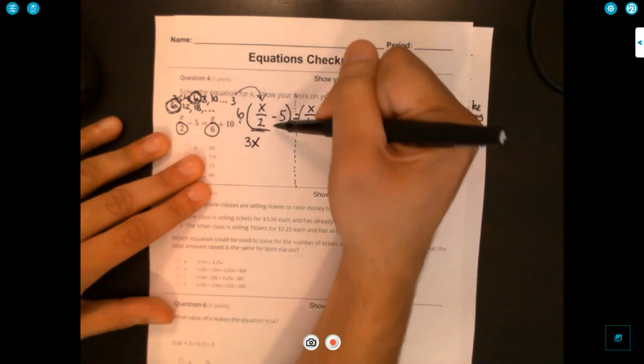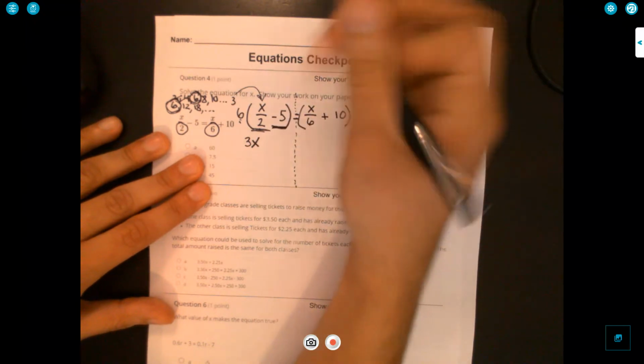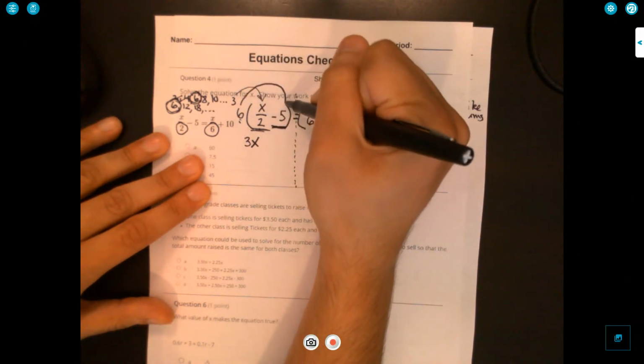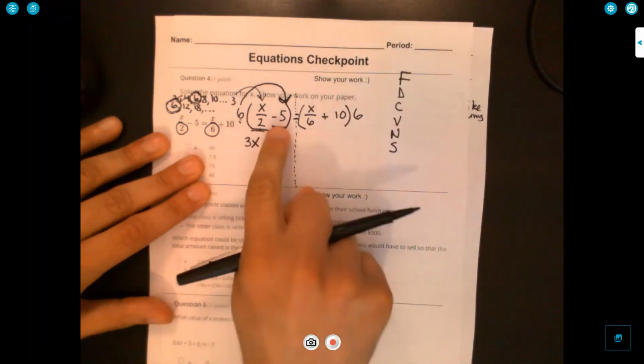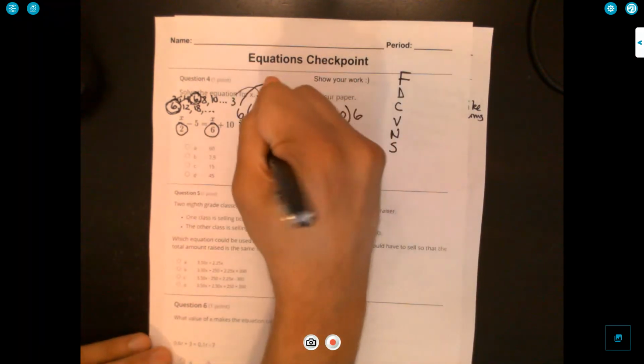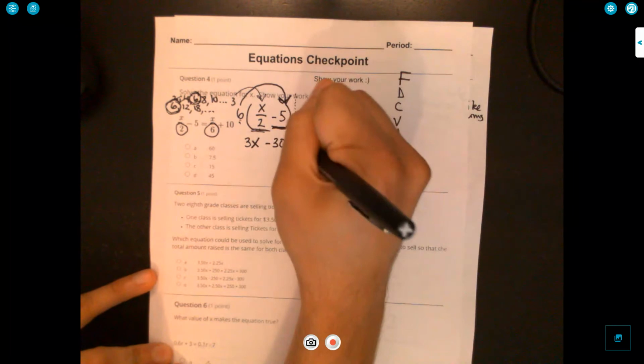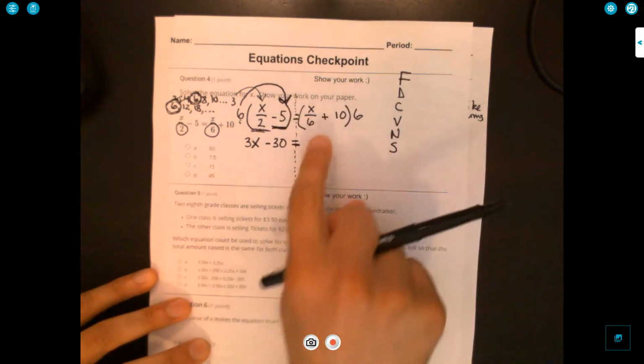Now we have another term over here, -5, and we're going to distribute the 6 to this -5 as well. So we're going to say 6 times -5, which is -30. Bring down your equal sign. All right, so now we're on this side.